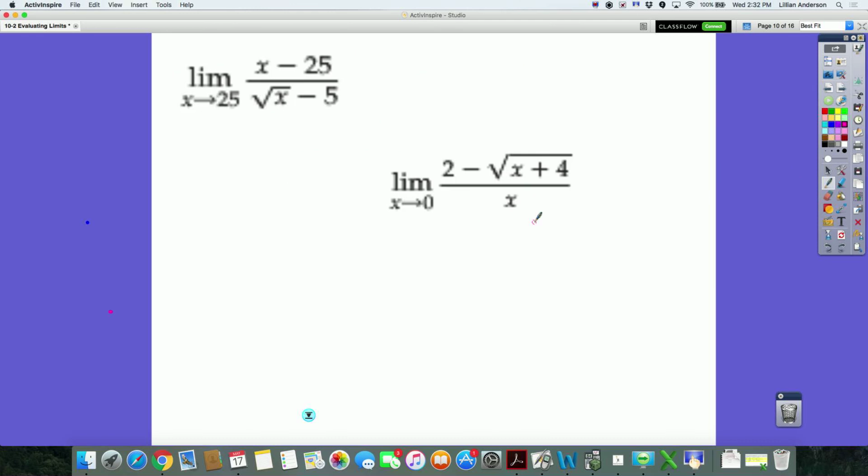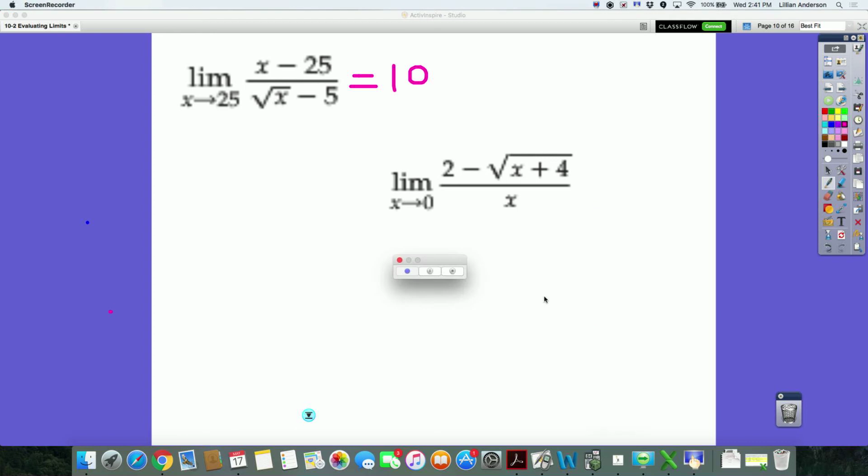I want you guys to try both of these. 1 over 6. Do it on your paper. Find some space. So, the first one was 10. It was very similar to the one that you just did. You should have multiplied by the conjugate, which would have been the square root of x plus 5.